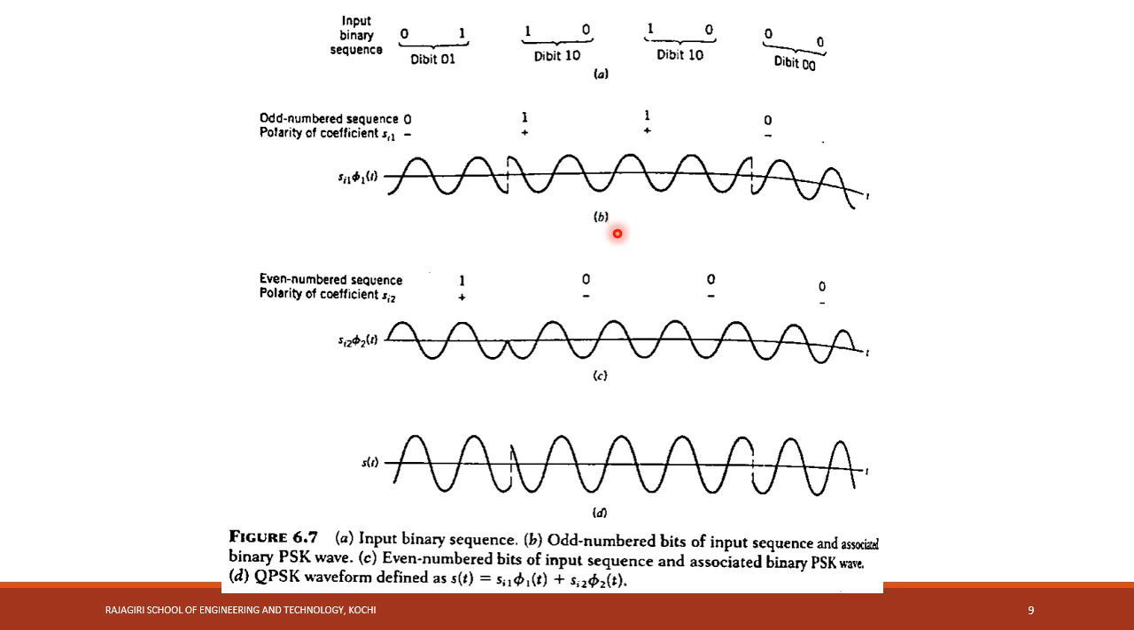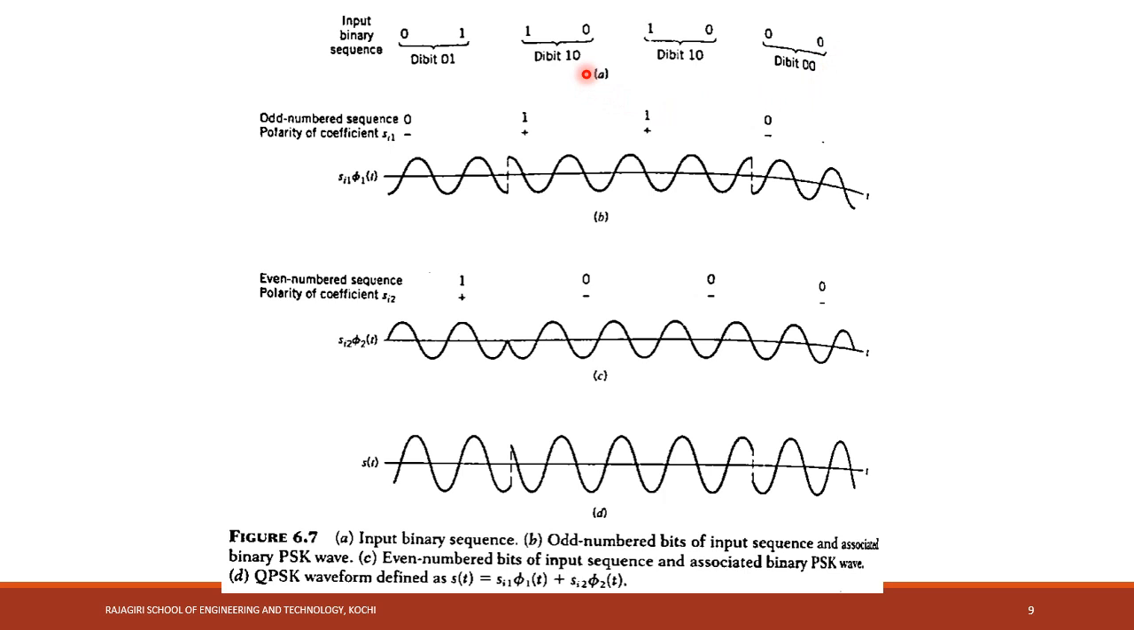This figure shows the sequences and waveforms involved in the generation of a QPSK signal. Consider an input binary sequence 01101000. This input binary sequence is first divided into two: an odd numbered sequence and an even numbered sequence. The odd numbered sequence is 0, 1, 1, 0, and the even numbered sequence is 1, 0, 0, 0.